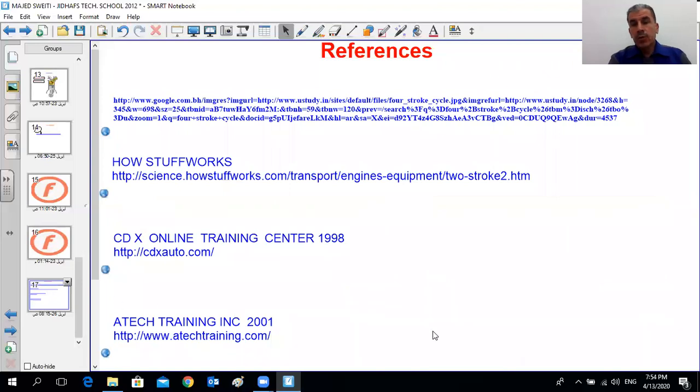Now, to get more information, you have those sites. You can get more details about four-stroke engines by checking those sites.